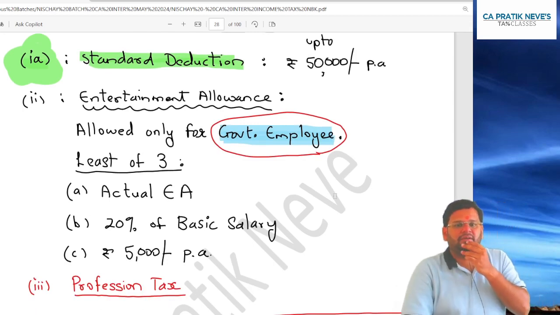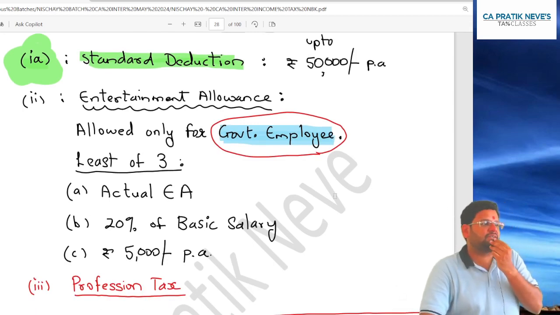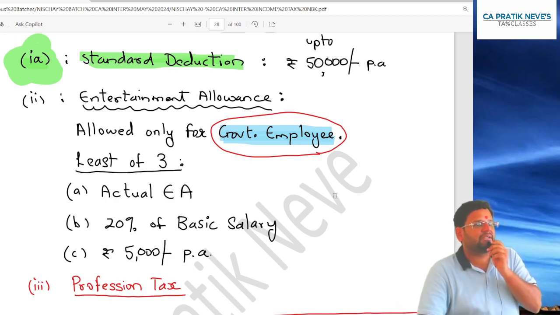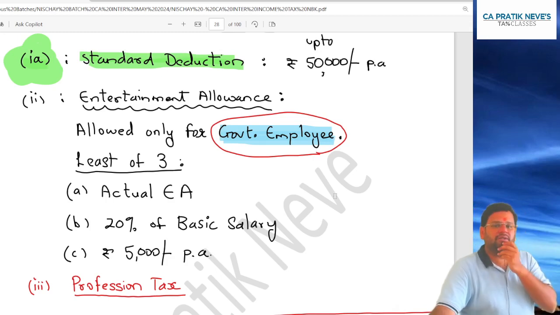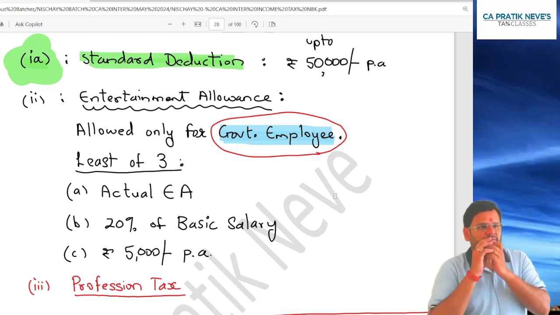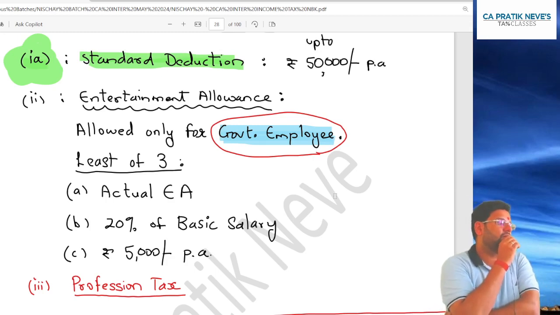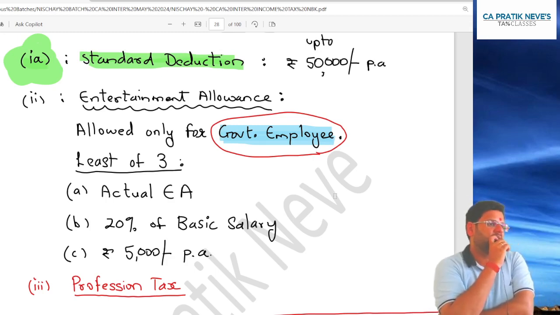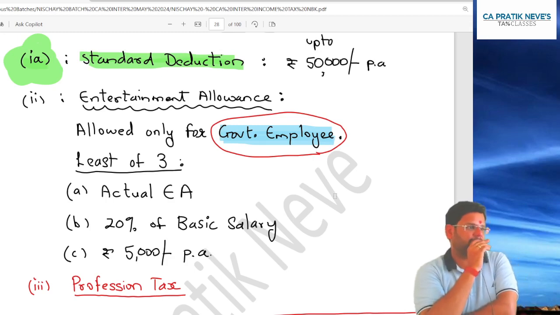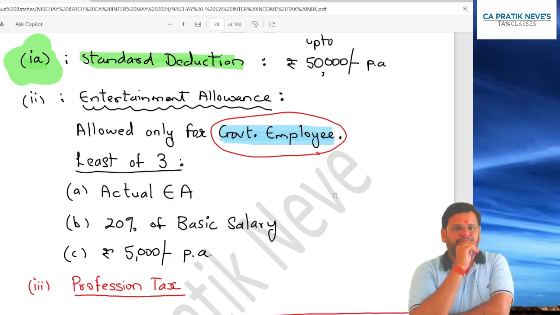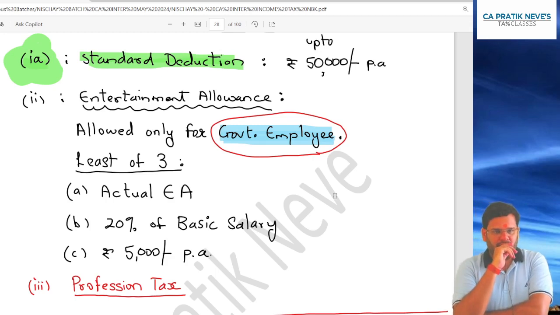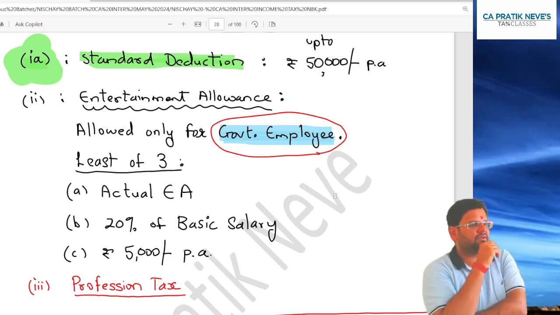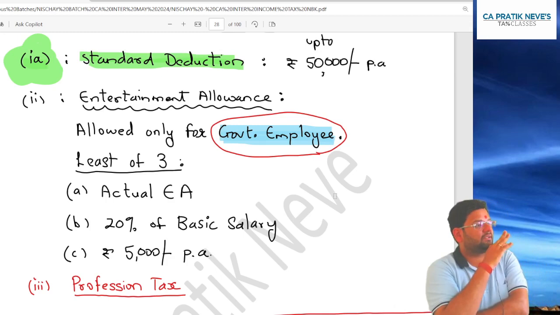Sometimes I feel some figures and some limits are put in the Income Tax Act just to trouble you. So entertainment allowance is only allowed for government employees, to the extent of the least of three. What three? Actual entertainment allowance received, 20% of basic, or 5,000 per annum.